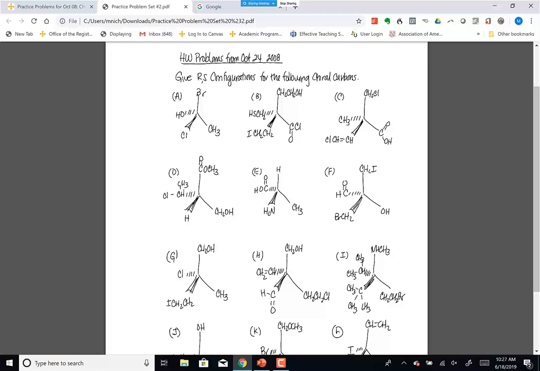Now, when they do this, take a step back. Is 4 oriented away from you? Yes. Sometimes what will happen is you'll get so used to group switching that you'll switch the 4 out of the good position. So you've got to take a step back. Is 4 away from you? Yes. So now I just go 1, 2, and 3, and 1, 2, and 3 is kind of clockwise, so it's R.